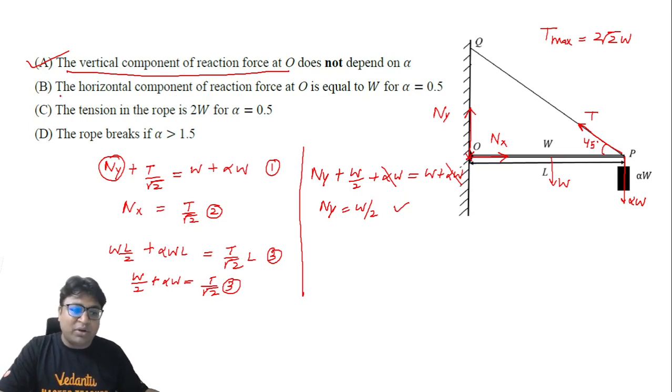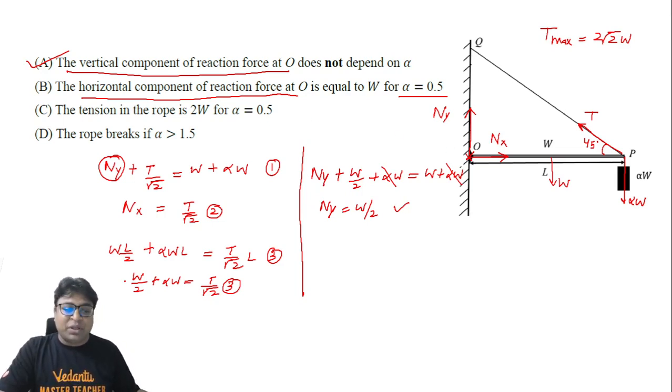Now going for option B, horizontal component. Now we are talking about the horizontal component of reaction force at O. So we want to figure out the value of Nx, and for that we need the value of T, and also we have to solve for a specific value of alpha. So let's first figure out the value of alpha that is allowed for this question. Tension can have a maximum value of 2 root 2 W. So I can say that W by 2 plus alpha W from equation number 3, multiplied by root 2, is tension.